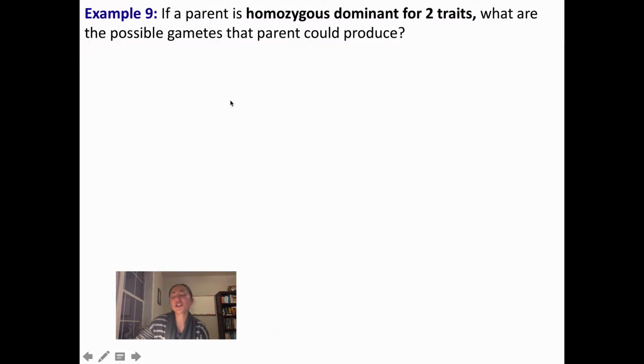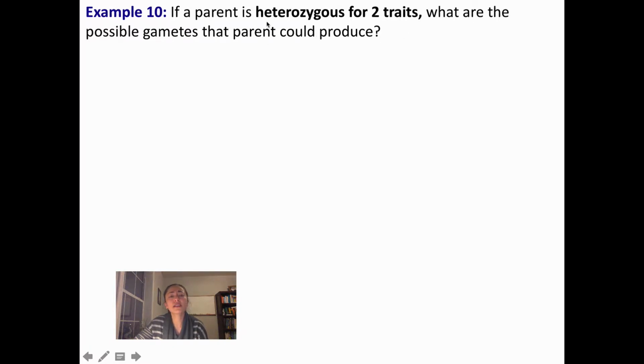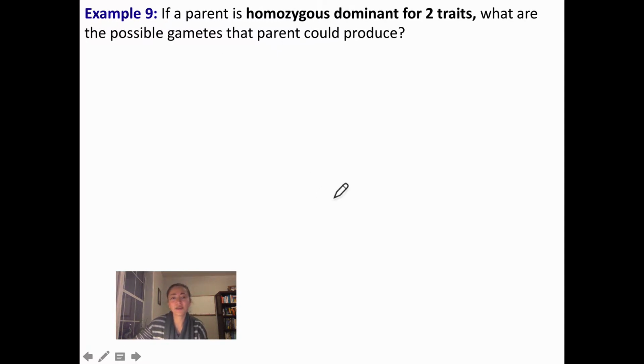Before we actually start doing any of these mono or dihybrid crosses, let's first practice figuring out what type of gametes each parent could make. So here we have a parent that is homozygous dominant for 2 traits. What are the possible gametes that parent could produce? Well, since we have 2 different traits, we have to have 2 different kinds of letters, so A's and B's maybe, or you could use any other 2 letters.